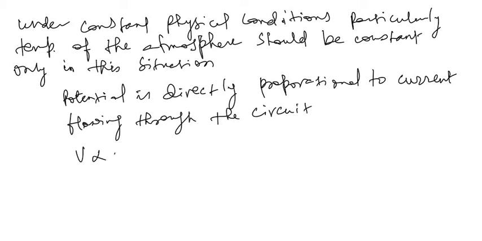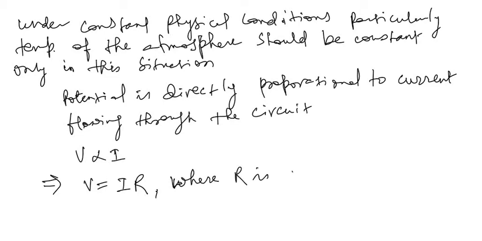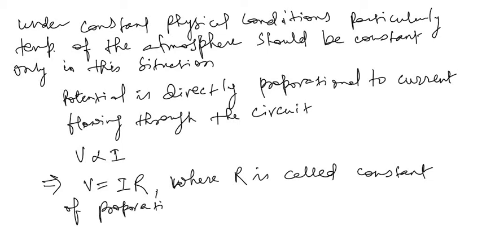We can write V is directly proportional to I, which can also be written V is equal to IR, where R is called the constant of proportionality, also known as the resistance of the resistor.